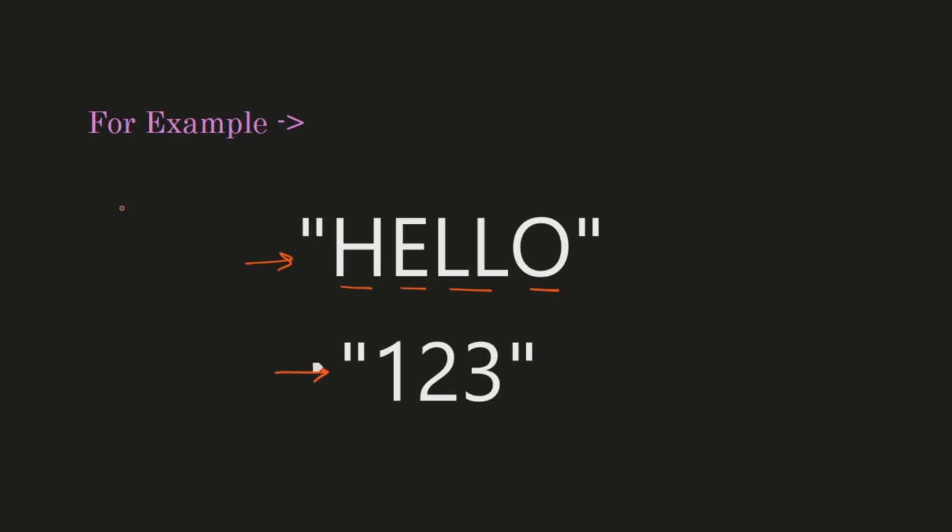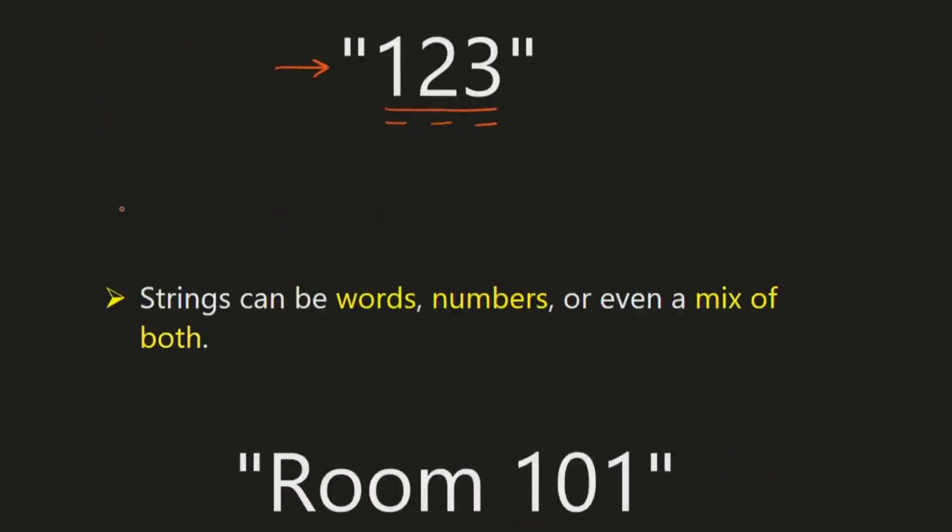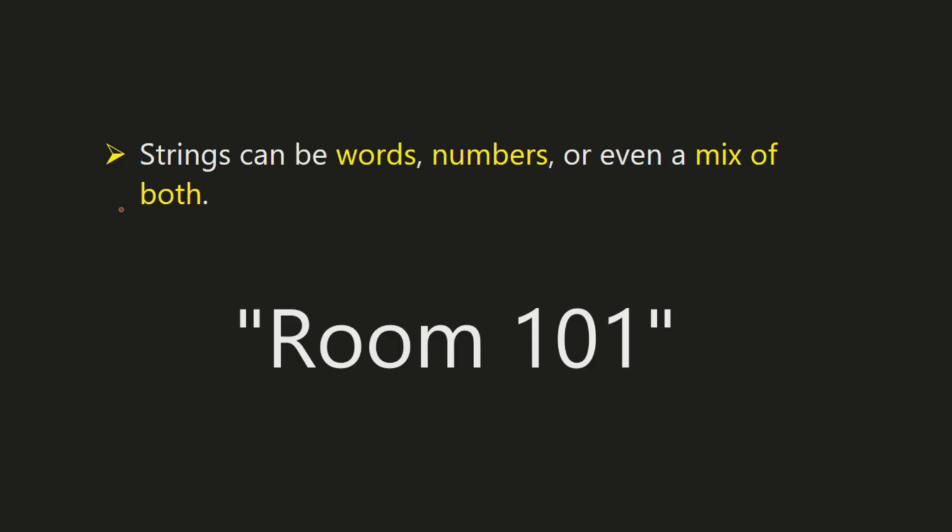How about 123? That's also a string. It's 3 characters, 1, 2, and 3. Even though they're numbers, when we treat them as text, they become a string. So, a string can be words, numbers, or even a mix of both, like Room 101. That's R-O-O-M, a space, 101. All of that together is one string.